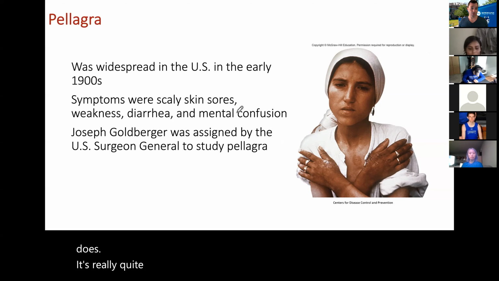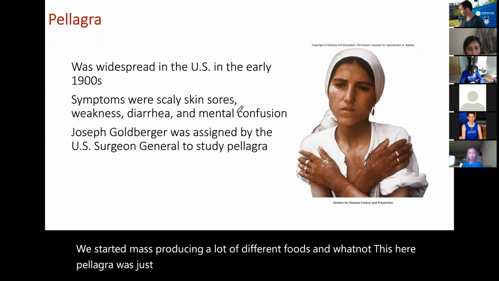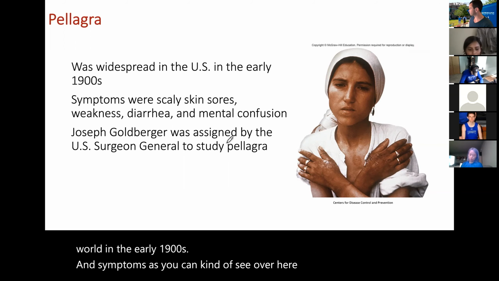And we really had no idea, until we started mass producing a lot of different foods and whatnot. This here, pellagra, was just rampant all over. It was a major cause of death in the world in the early 1900s. And symptoms, as you can kind of see over here, and we'll talk about this later here.